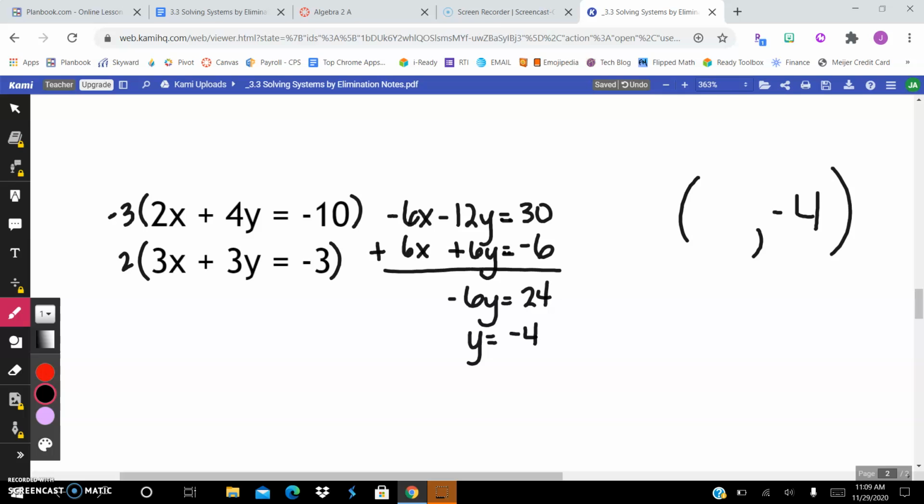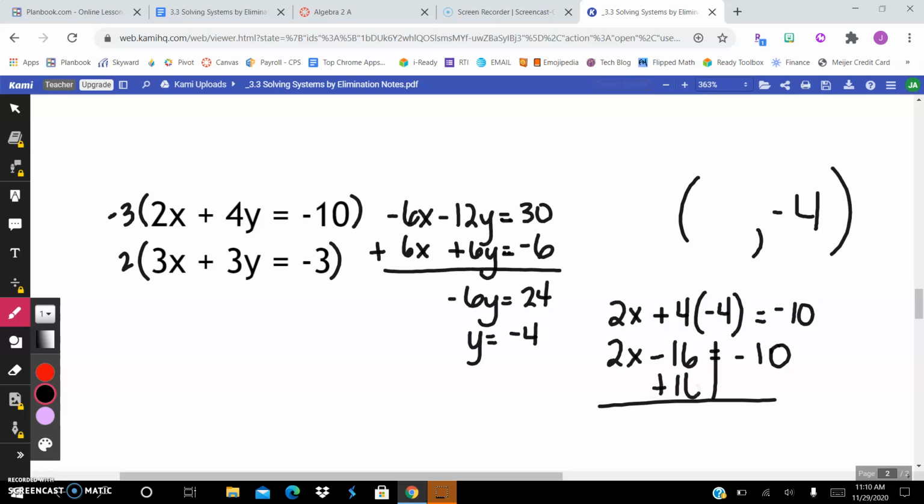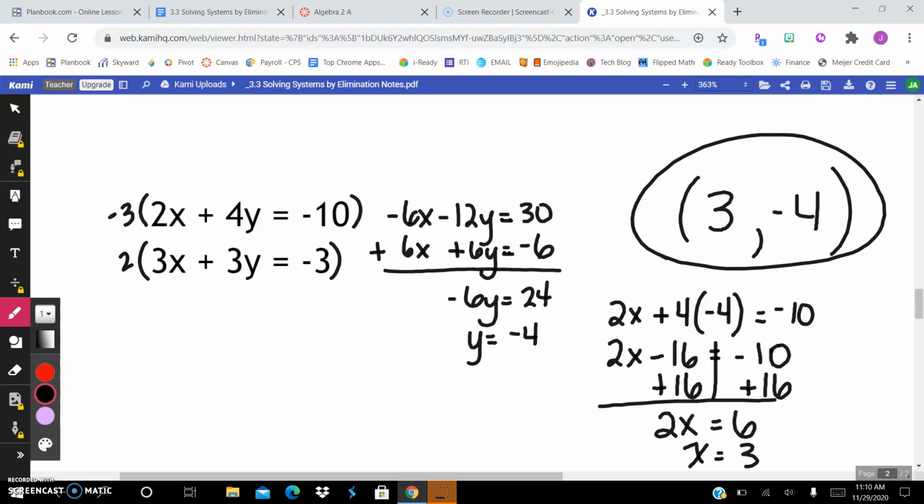And then we're going to plug this back into one of our originals, and it doesn't matter which one. So I'm just going to pick the top one. So 2x plus 4 times negative 4 is going to give us negative 10. Then we simplify. 4 times negative 4 is negative 16, equals negative 10. Then I'm going to add 16 to both sides. So I have 2x equals 6. And then 2 times 3 would give us 6. So x is 3. So our ordered pair is 3, negative 4.